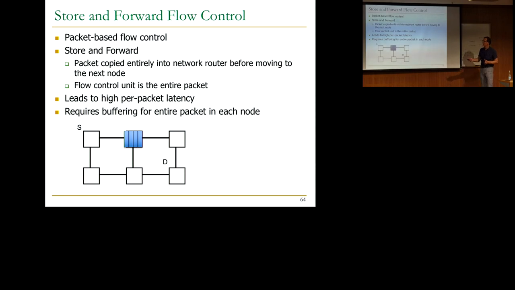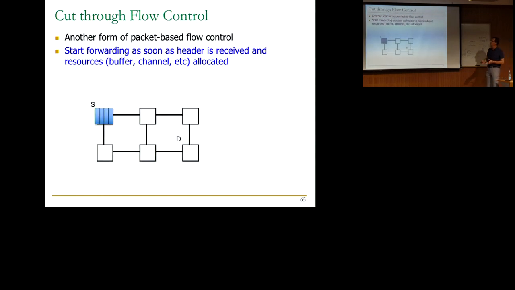So with this packet, basically what you do is, flow control unit is the packet, meaning that you decide to send this packet after this packet is fully here. And once you send this packet, you send it. And this router doesn't send anything from this packet until the entire packet is received over here. So not a good idea. It's very slow. And also, it requires buffering. So can we do better? Yes, you can do better.